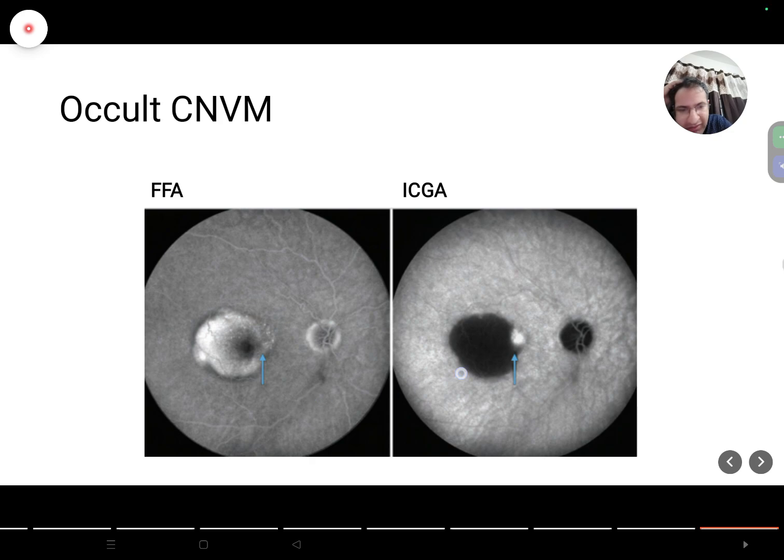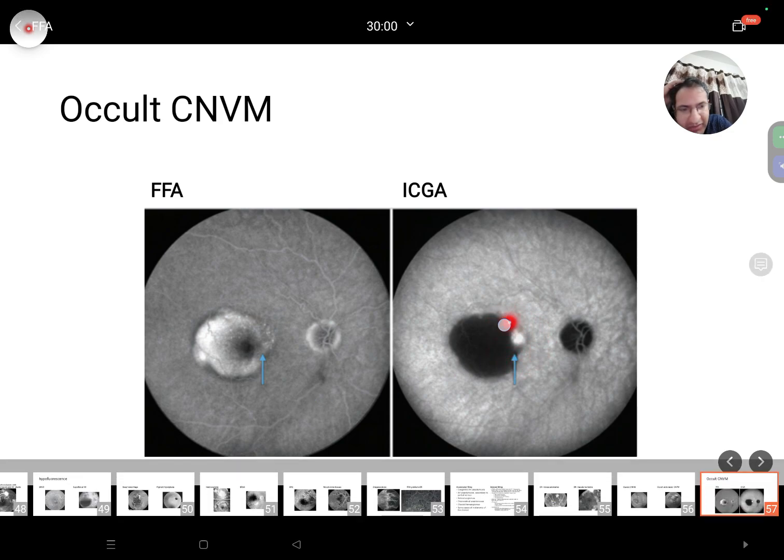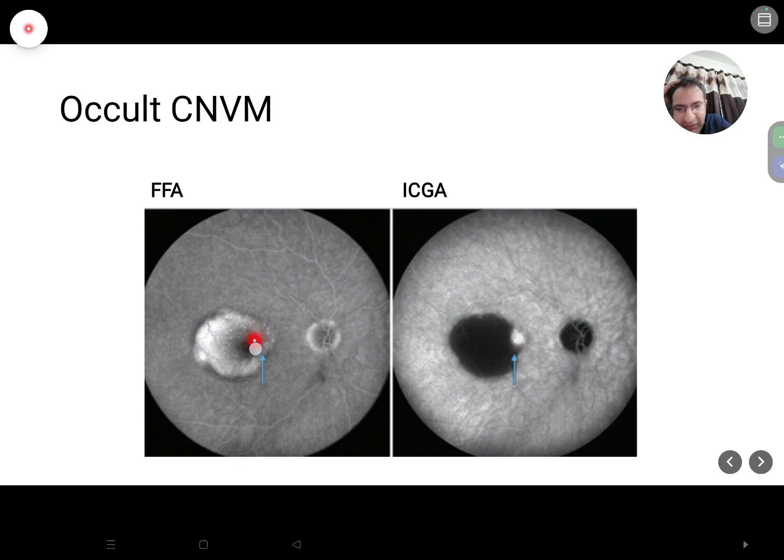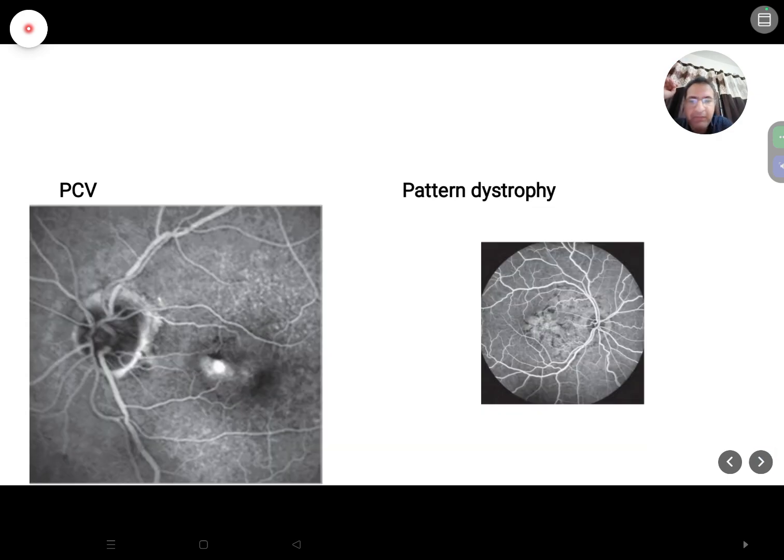When we do the ICGA, we capture this occult CNVM which was hiding in the classic CNVM, because we are capturing this ICGA at a different depth. This is an example of polypoidal choroidal vasculature having a polyp-like lesion. Along with this polyp-like lesion, we see a leakage around it.